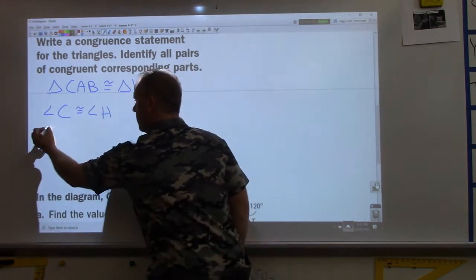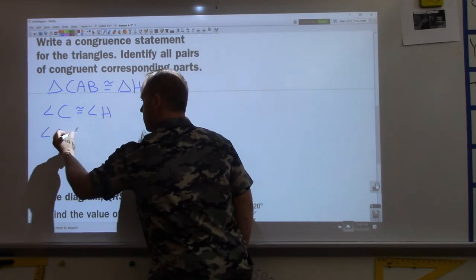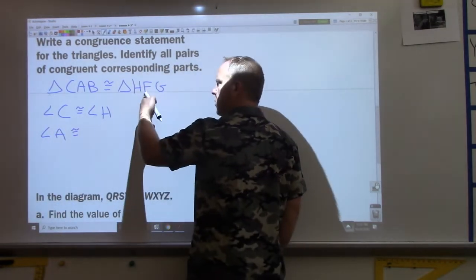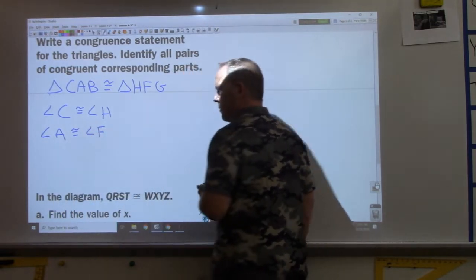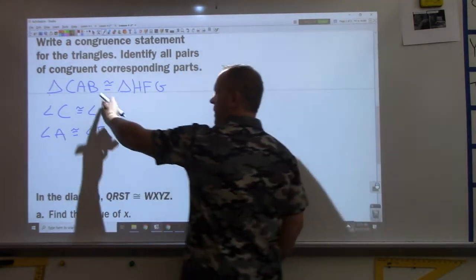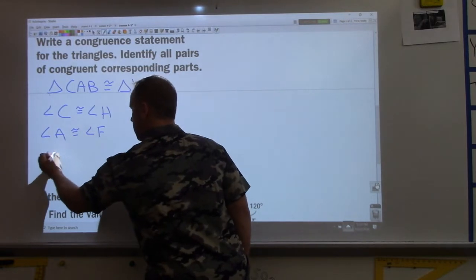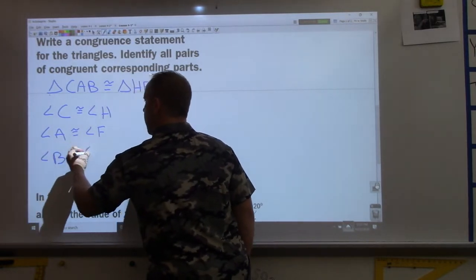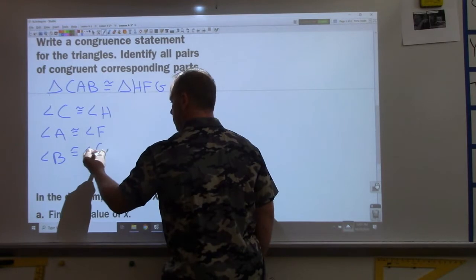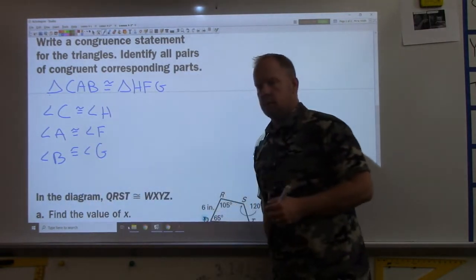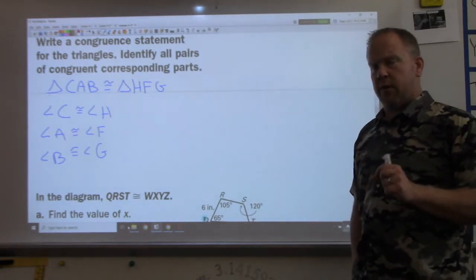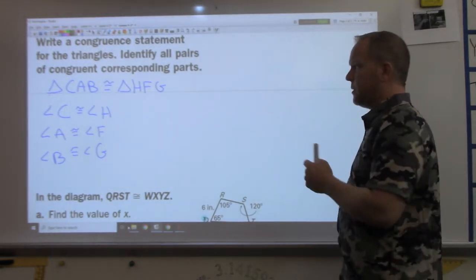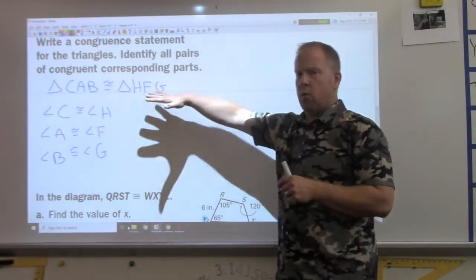Angle A is congruent to angle F. Second letter. And last, angle B is congruent to angle G. So this is why when I name the second polygon, the order is very, very important. That way when I look at the names and I don't have a picture, I know what the corresponding congruent parts are.